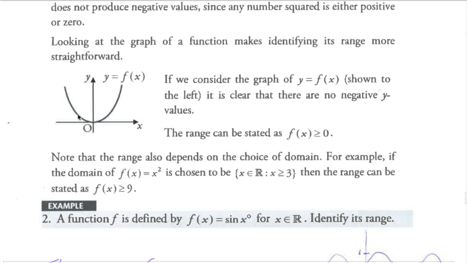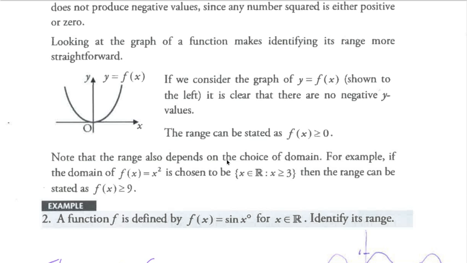Looking at the graph of y equals x squared here, as we can see, it would never take a negative value for y. So we could have 0 or 1, 2, 3, 4, 5, 6, and so on. So the range would be stated as f of x is greater than or equal to 0. So basically 0 or above.